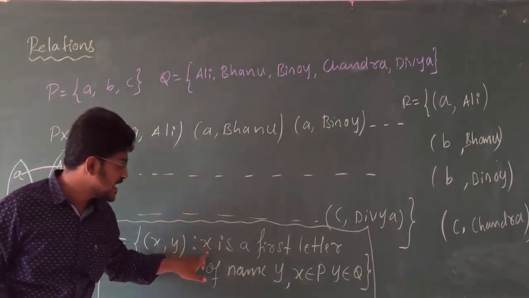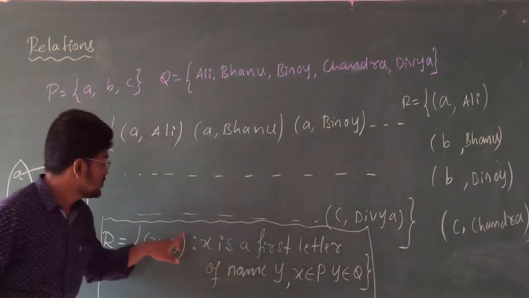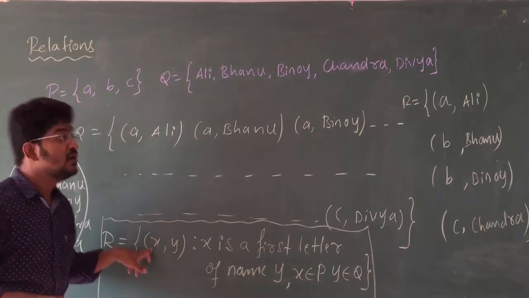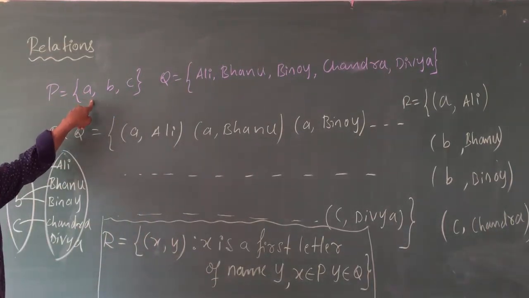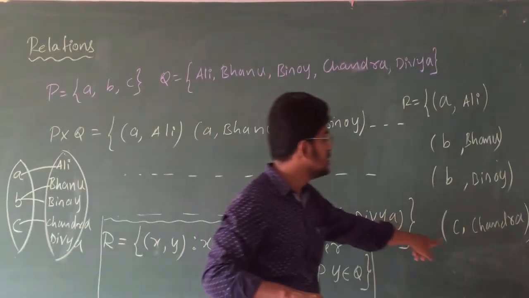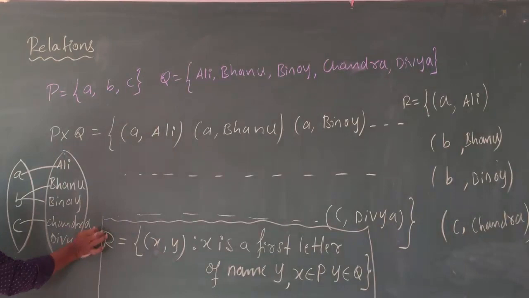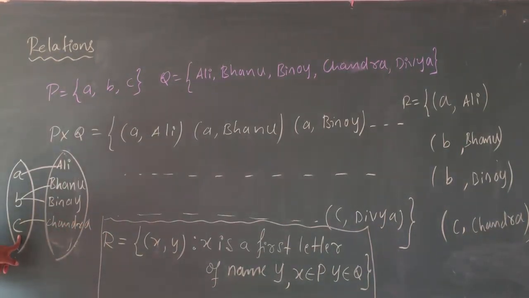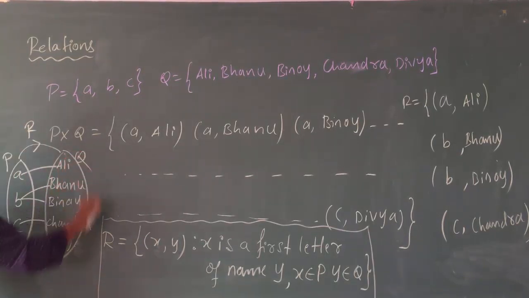What are they telling? x is in P. x belongs to P, so your first letter must be in P. If you check here, in P you don't have D. That's why I can't write the pair D comma Divya. So I can't write Divya here, because in set P we don't have D. Clear? This is the relation R from P to Q.